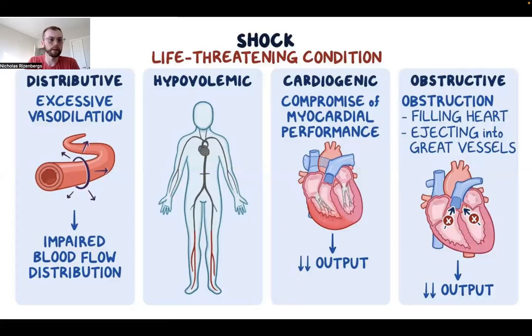So on the left, distributive: excessive vasodilation. You see the blood vessel there and arrows going outward, meaning that it's less constricted, so it's bigger there. So that's going to increase the systemic vascular resistance, which is going to make it harder for blood to be able to circulate as well. So that's the bigger issue there, is that you're not being able to get blood flow to go around, and it impairs that because of that wider diameter.